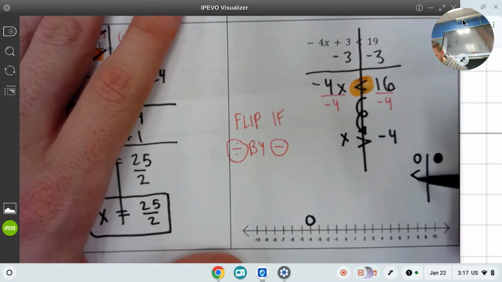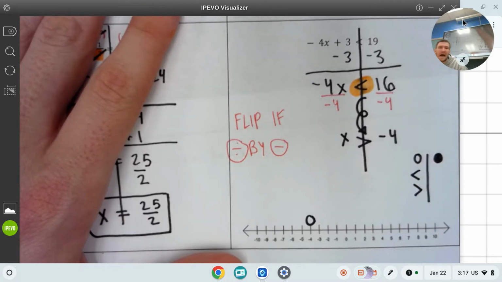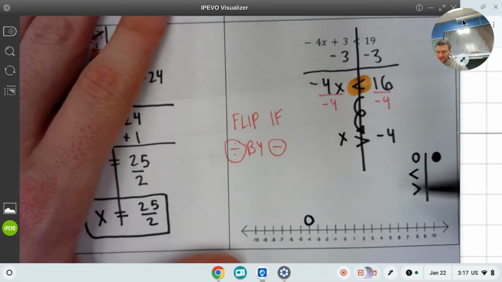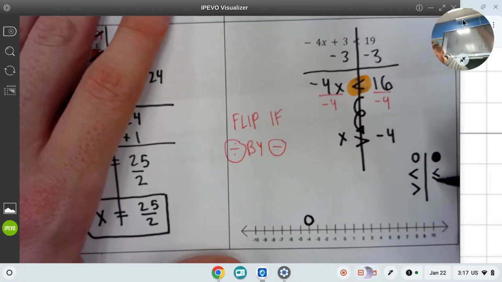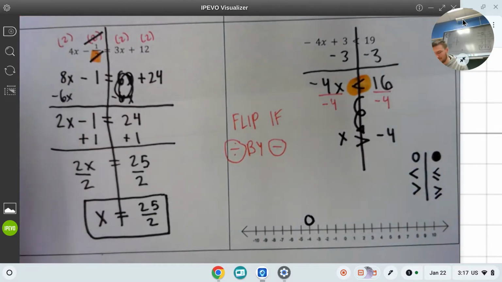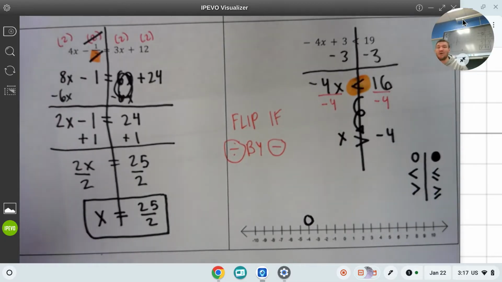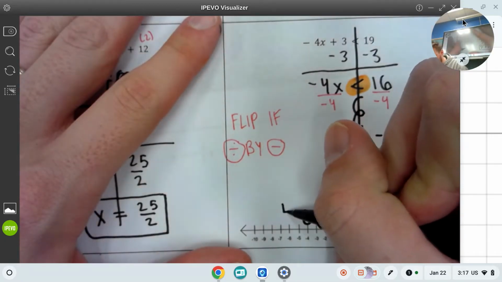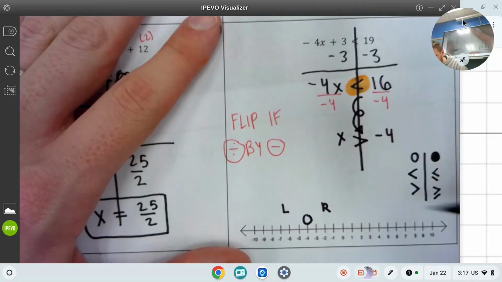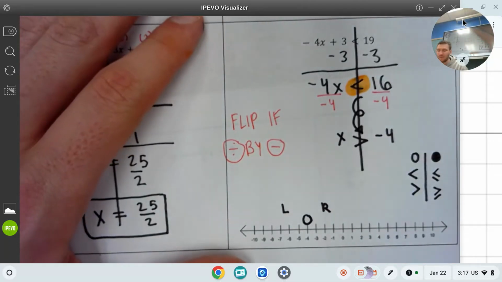Open circles are symbols without the equal sign. So here's my little chart. On the open circle side, we have these two. Closed circles have the equal sign, so they have that little line underneath them. We obviously need to stay open. The last question is, are we going left or are we going right? Right. We need to go to the right.